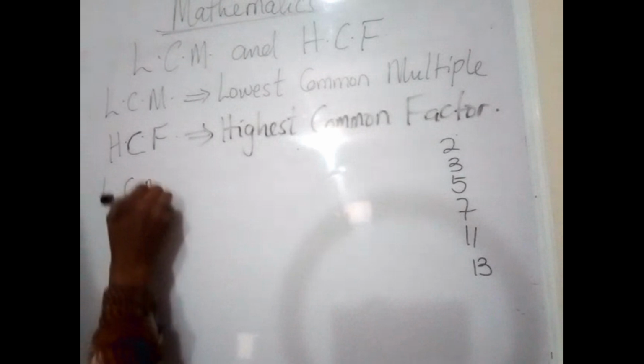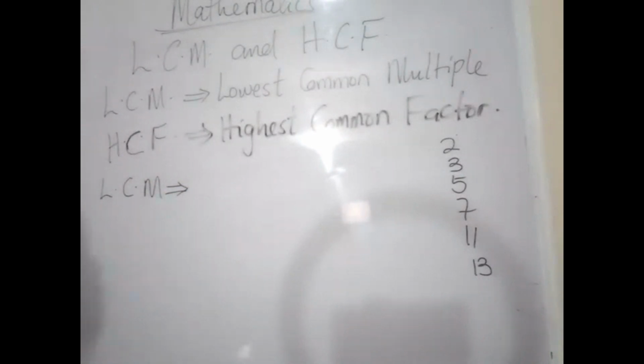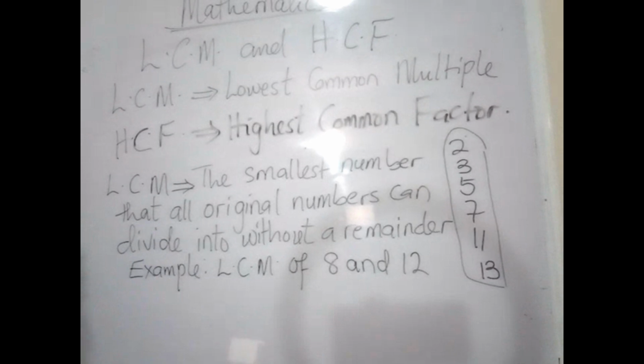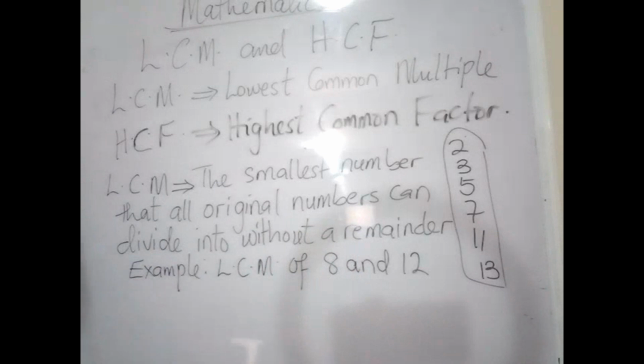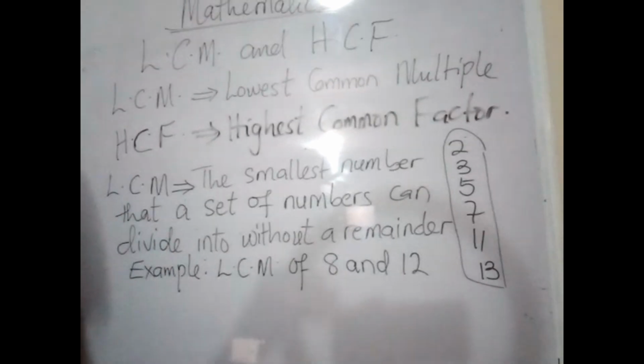Now, what does lowest common multiple mean? What is the meaning of LCM, which is lowest common multiple? LCM refers to the smallest number that all original numbers can divide into without a remainder. The smallest number that a set of numbers can divide into without a remainder.